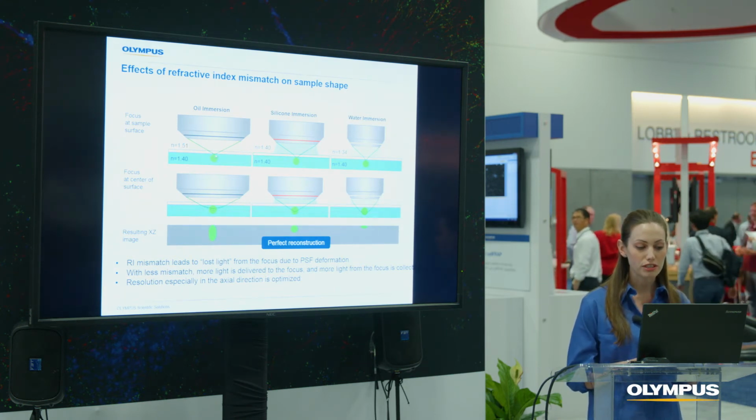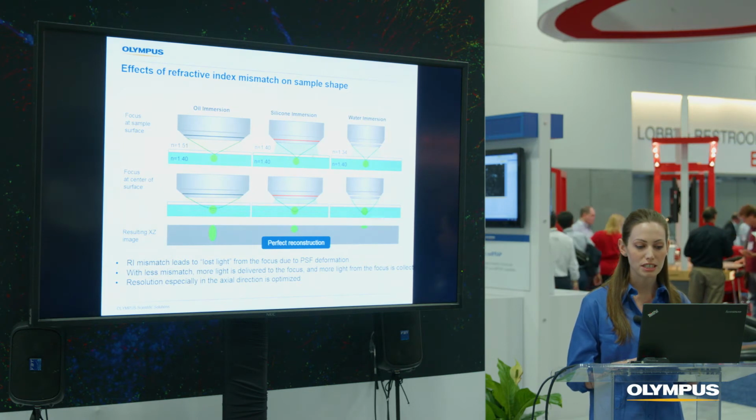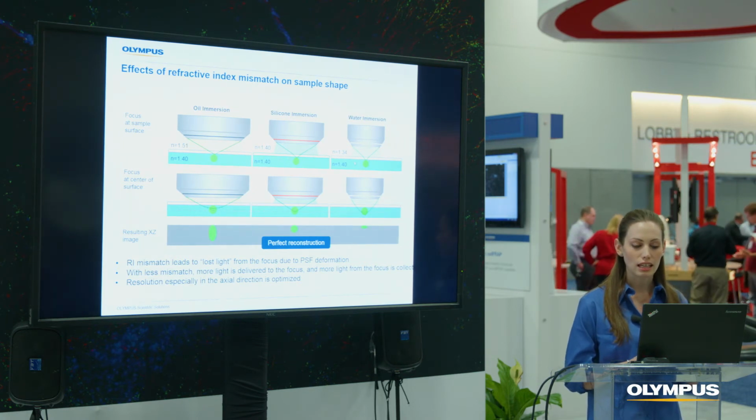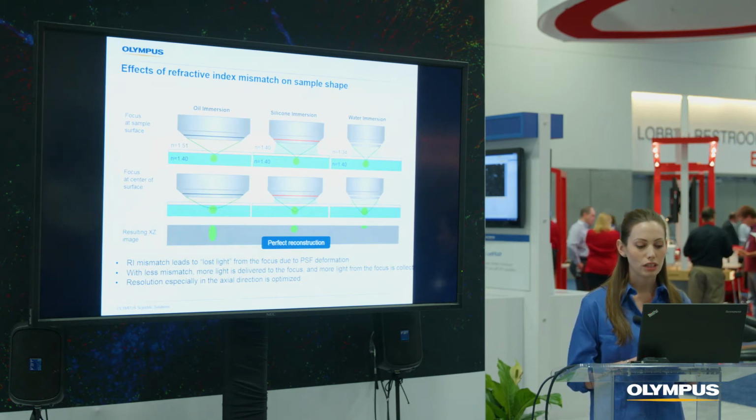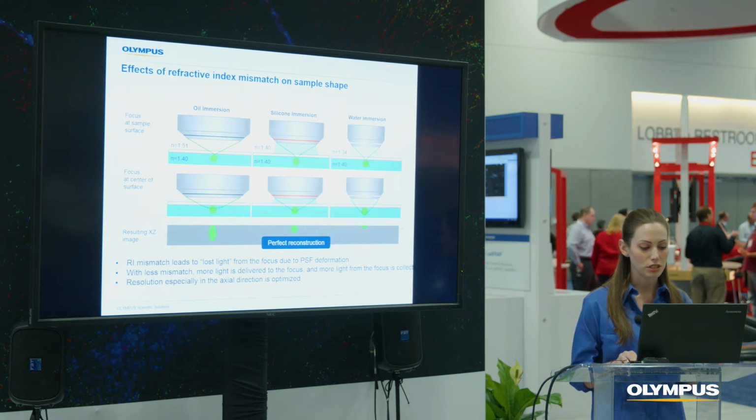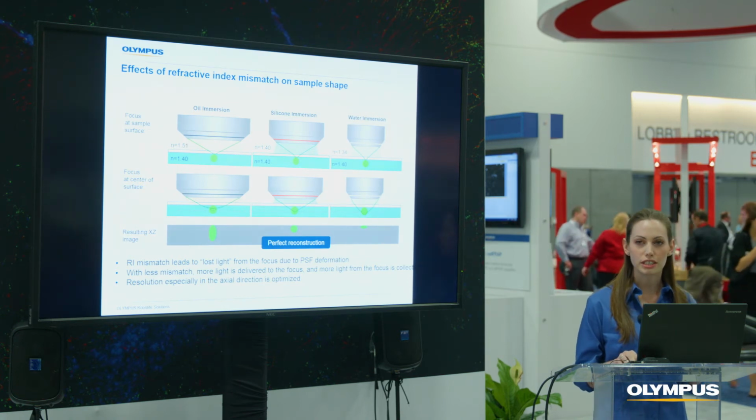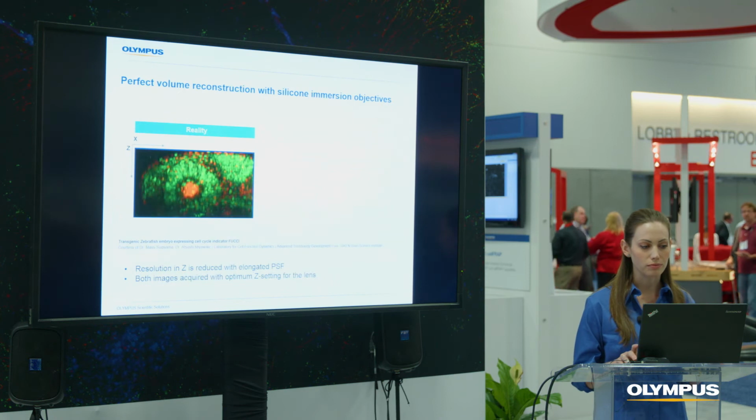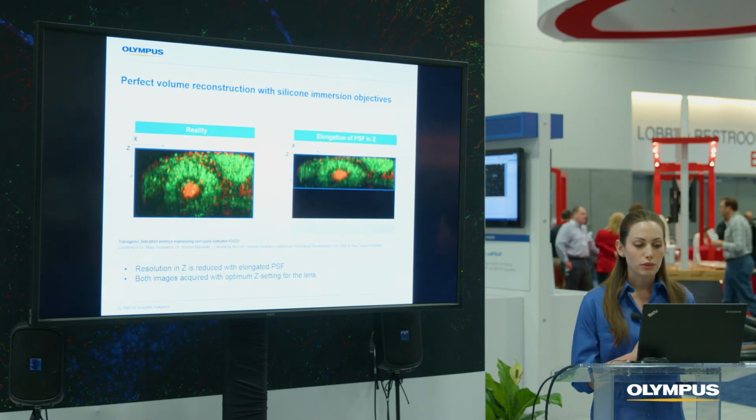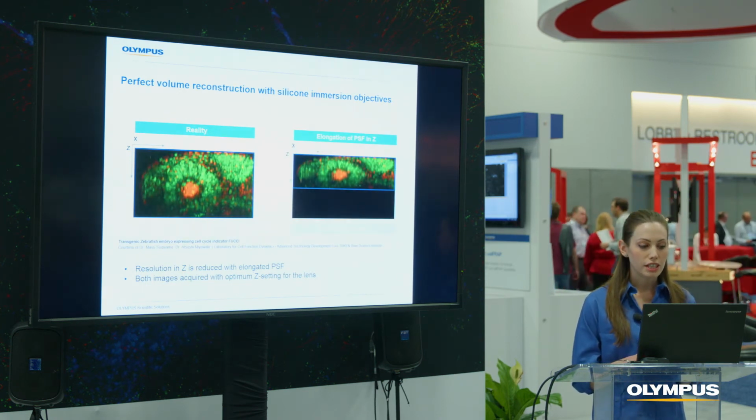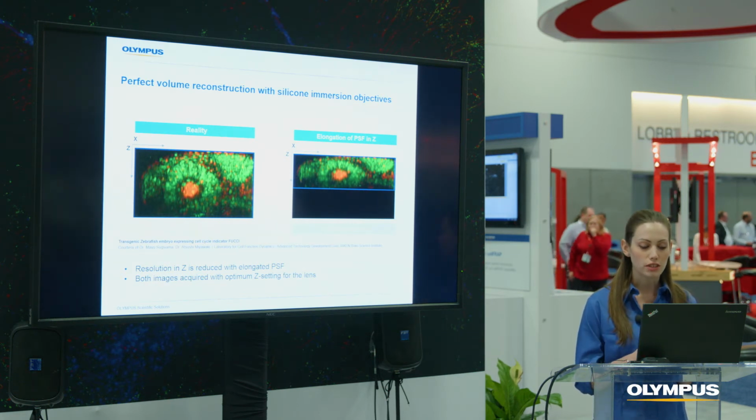So on the surface of your sample, if you have a refractive index mismatch, it's not really going to lead to that much aberration. But the deeper that you go into your sample, you're going to be missing out on focus in your sample, which is going to lead to less light, as well as decreased resolution in your axial direction. So when you're able to use silicone immersion objectives here, you're able to capture the true reality of the axial projection of your image here.